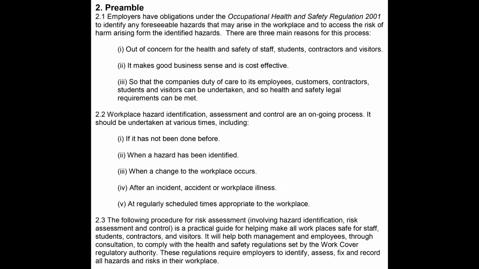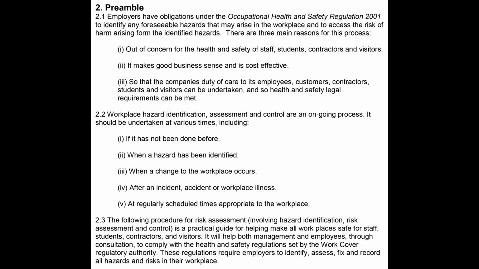Preamble. Employers have obligations under the Occupational Health and Safety Regulation 2001 to identify any foreseeable hazards that may arise in the workplace and to assess the risk of harm arising from the identified hazards. There are three main reasons for this process. 1, out of concern for the health and safety of staff, students, contractors, and visitors. 2, it makes good business sense and is cost effective. 3, so that the company's duty of care to its employees, customers, contractors, students, and visitors can be undertaken, and so health and safety legal requirements can be met.